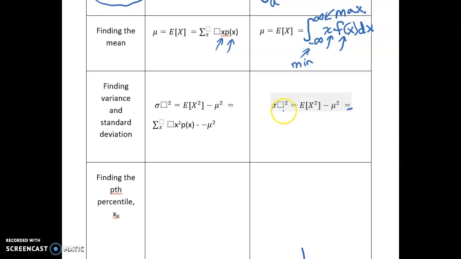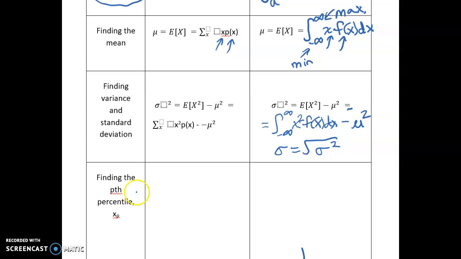If we wanted to find the variance, before we saw that the variance was the expected value of x squared minus mu squared. It still is. And now we'll do something similar. We'll find the expected value of x squared, which is going to be x squared times f of x dx, integrated over all possible values of x, and then subtract the mean squared. And then the standard deviation is still just the square root of the variance.